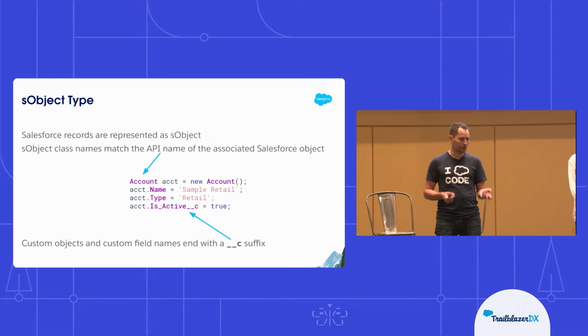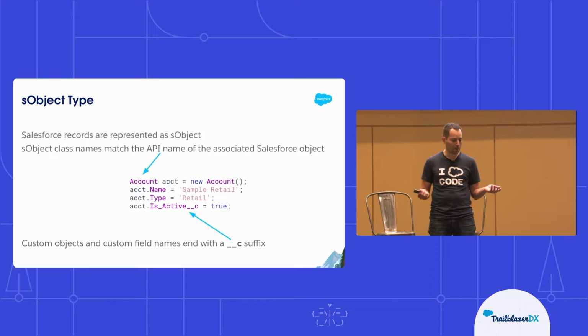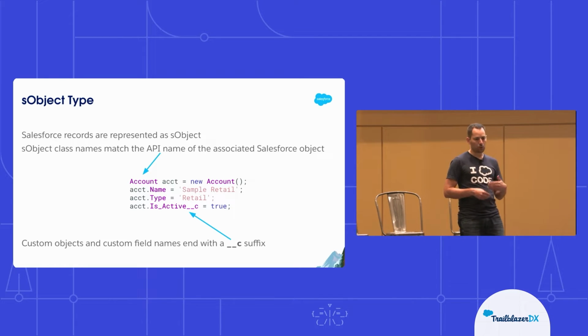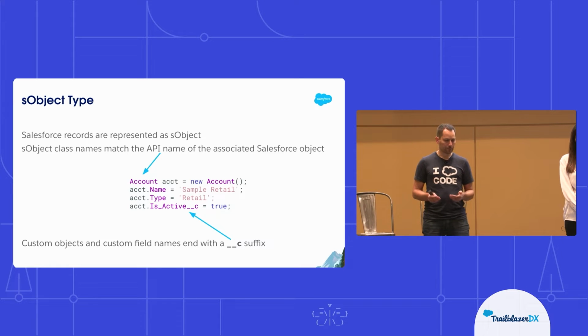So account matches the API name of my standard account object, and the isActive field here is automatically generated whenever I create a custom field on one of my objects. Obviously, you can also have custom objects as well. Now, what is nice about the platform is that it will automatically perform some checks for you so that it always has a coherent state.